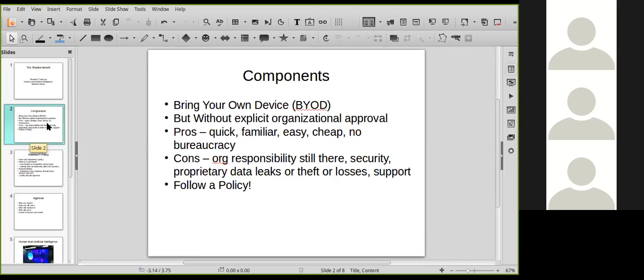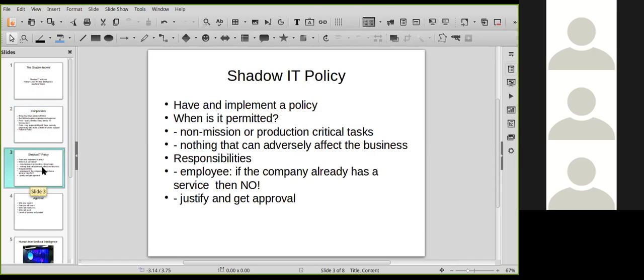It's easy, it's quick, it's cheap, it gets rid of the bureaucracy, it gets you working, but it really can cause some security issues. And anything such as passing proprietary data out or losing that data from your own device. So if your organization has no bring your own device or shadow IT policy, they really ought to have one, and they need to enforce it across the board.